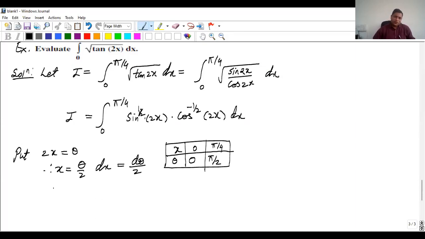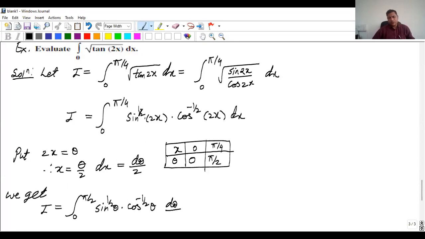Yes, sir. So we got dx, we got 2x, and let us write this integral. And hence we get I is equal to integral 0 to pi by 2 sine raised to half theta cos raised to minus half theta, and this d theta by 2. So we can write half of integral 0 to pi by 2 sine raised to half of theta cos raised to minus half theta and d theta.